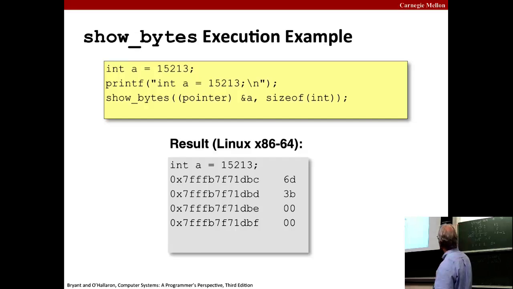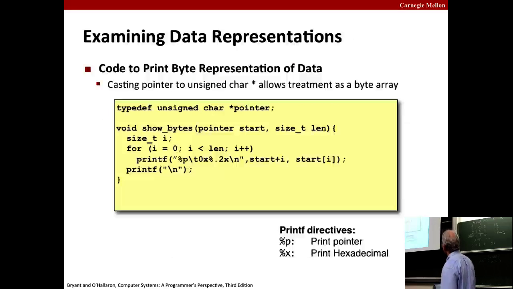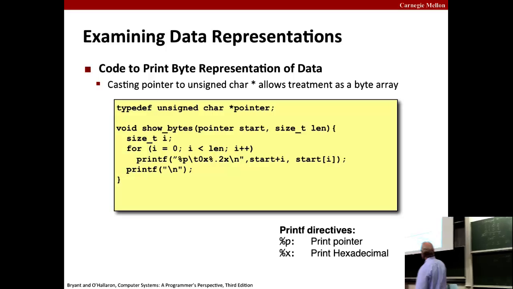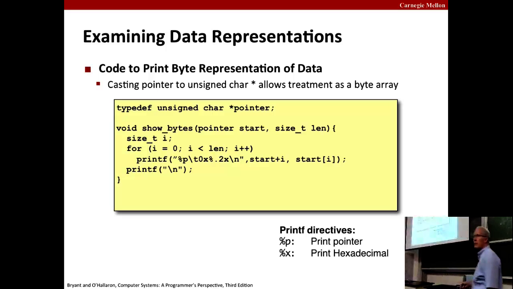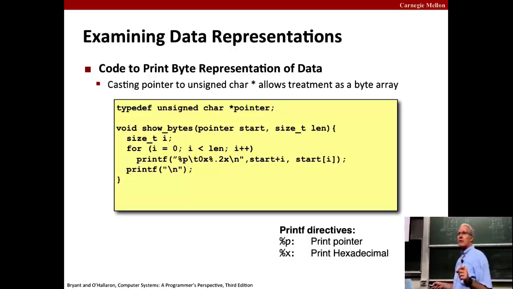In the code where it's printing the pointer, %p is the directive to say print out a pointer, right? And %x is the directive to print out a hex representation. So it's printing out both the address, the starting position of that particular byte, and the value of that byte as two different things. Does that answer your question?